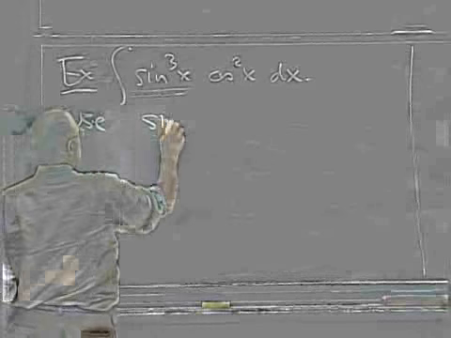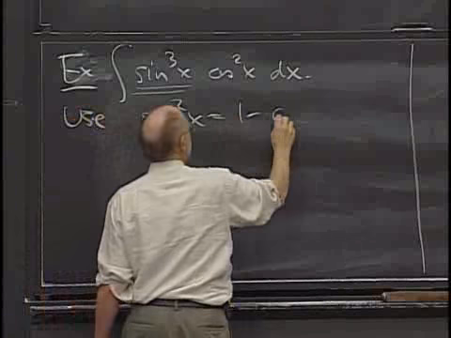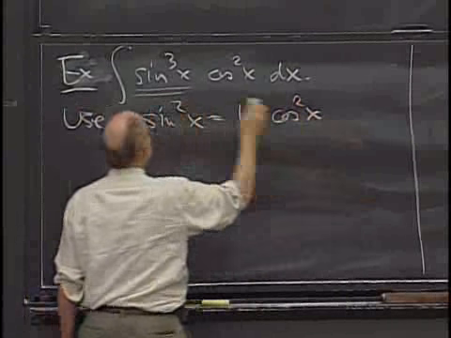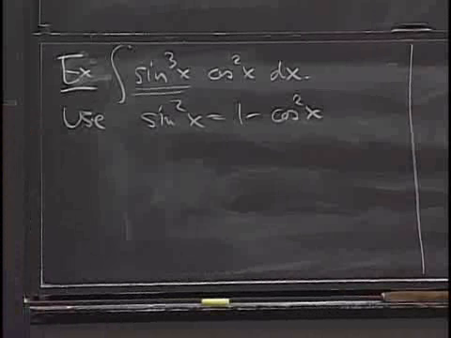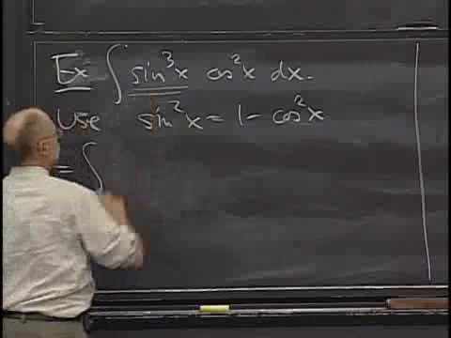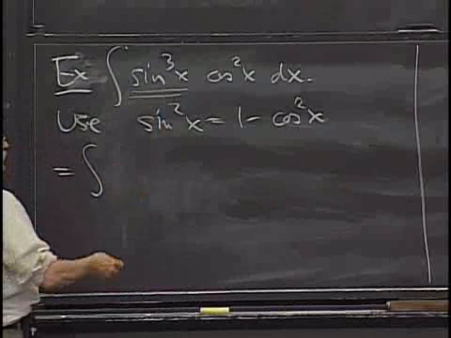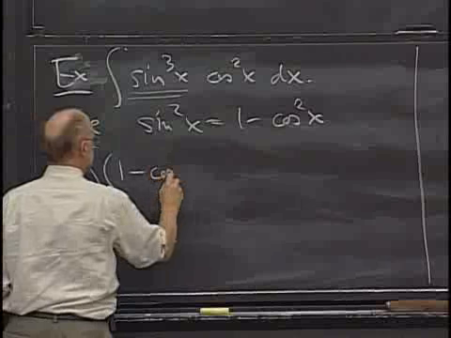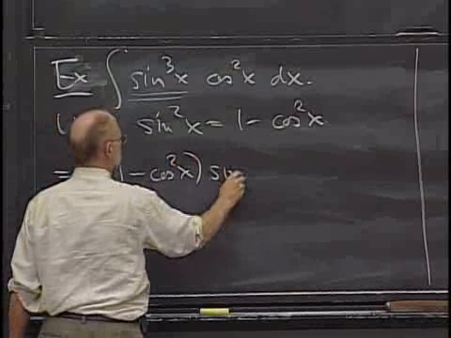So use sine squared of x is 1 minus the cosine squared of x to eliminate a lot of powers from that odd power. Watch what happens. So this is not really a substitution or anything. This is just a trig identity. This sine cubed is sine squared times the sine, and sine squared is 1 minus the cosine squared of x, and then I have the remaining sine of x, and then I have cosine squared of x dx.